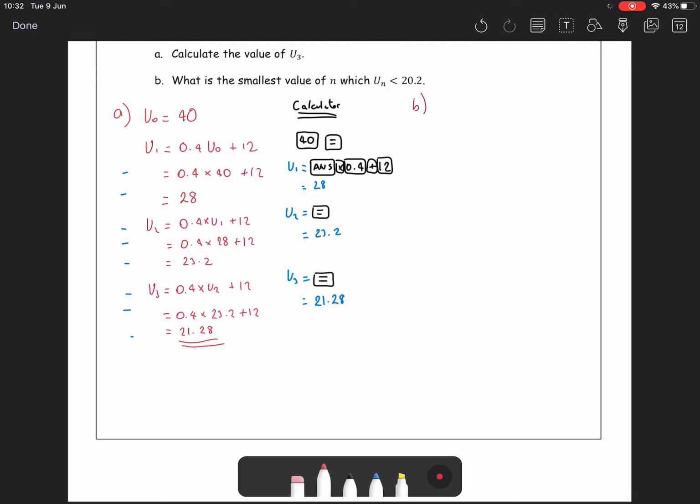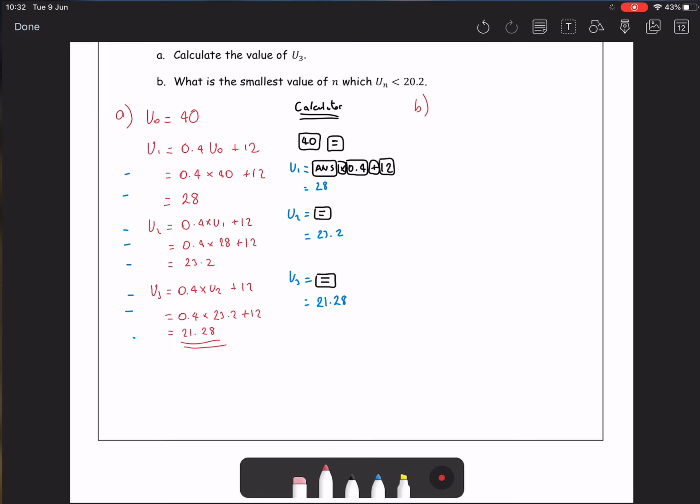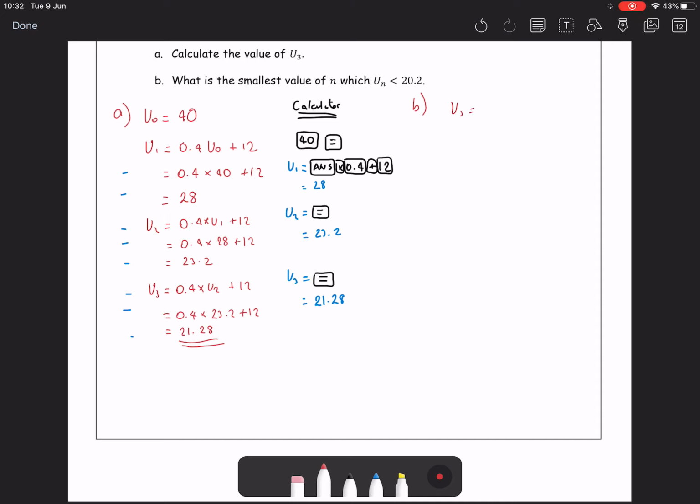So part b, what is the smallest value of n for which un is less than 20.2? I'm really just going to continue my sequence on. u3 is equal to 21.28. If I just press equals in my calculator, I get my u4 value, 20.512. That's still greater than 20.2, so that's no use. Is u5 going to get underneath 20.2 if I press equals?